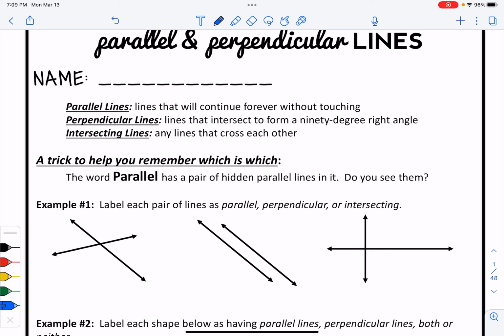Something that I haven't taught you yet is a trick to help you remember parallel lines. The word parallel actually has a set of parallel lines, the two L's. Those L's are never going to touch. They're parallel to each other. So it's one of the ways that we can remember what parallel is.